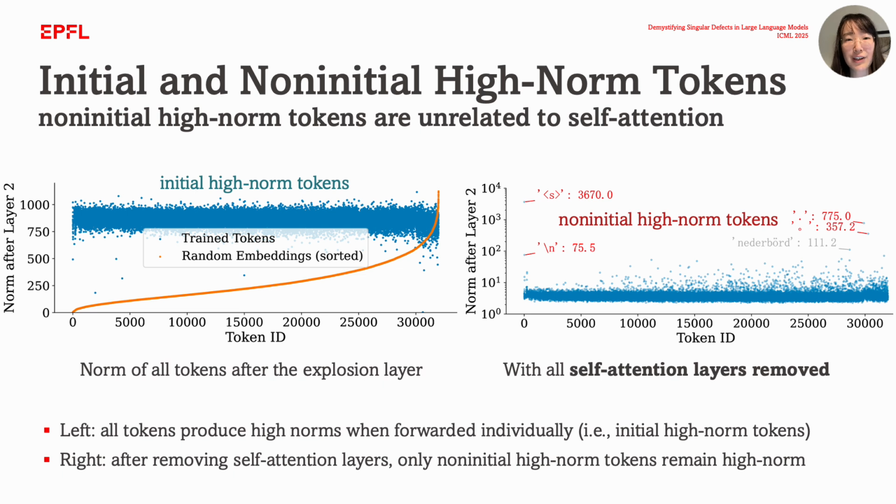We notice the difference between the initial high-norm token and the non-initial high-norm token is that the initial high-norm token relates to the self-attention, while the non-initial high-norm tokens are unrelated to the self-attention. From the left figure to the right figure, we deleted the self-attention layers in the model. We can see that most tokens no longer have high norms, except for a few non-initial high-norm tokens.